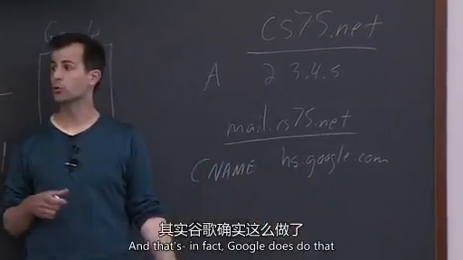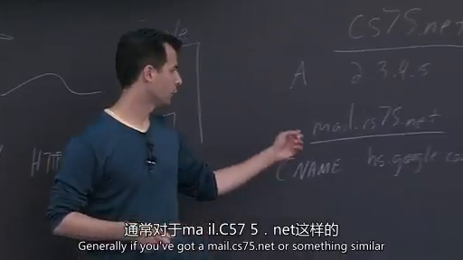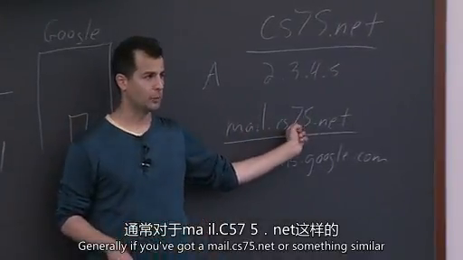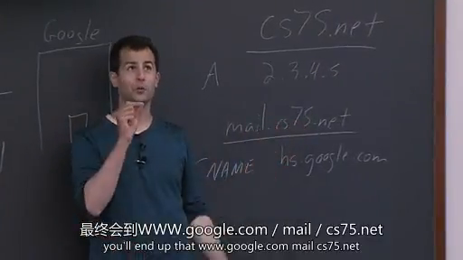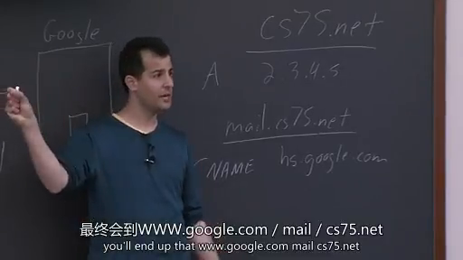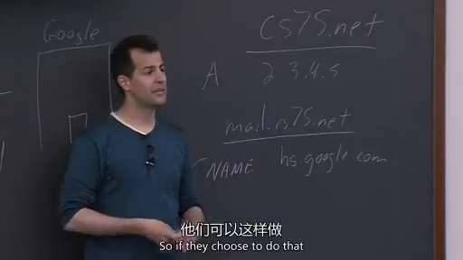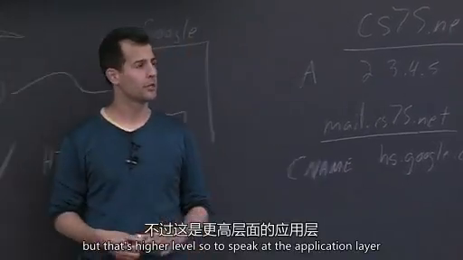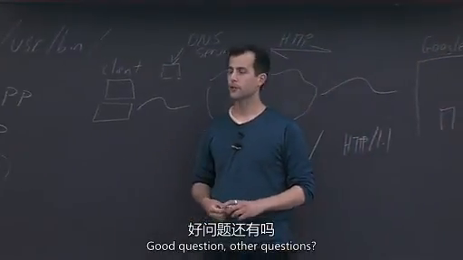And that's, in fact, something Google does do. Generally, if you go to mail.cs75.net or something similar, you'll end up at, I think, www.google.com/mail/cs75.net. So if they choose to do that, but that's higher level, so to speak. It's at the application layer. Good question. Other questions?